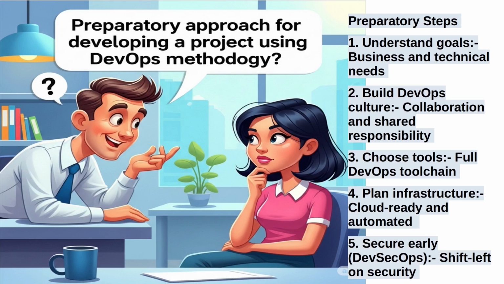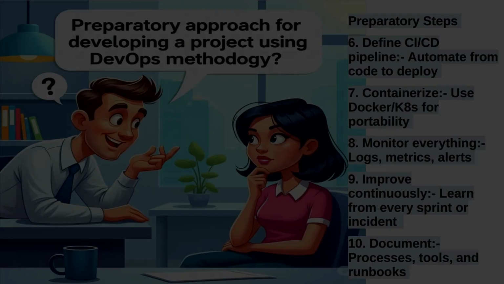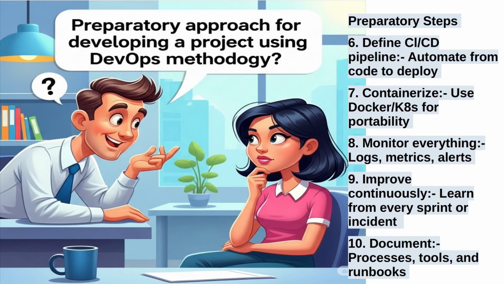Fifth step, secure early DevSecOps, means implement DevSecOps practice early with each commit so that security principles can be followed from planning stage. Sixth step, define CI/CD pipeline, means define and implement automation for code build, unit test, packaging, deployment, etc. Seventh step, containerize, means decide and implement Docker or Kubernetes, set up container registry. Eighth step, monitor everything, means decide and implement monitoring and logging.